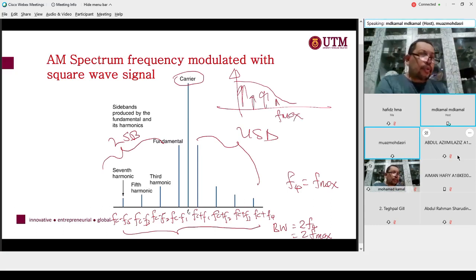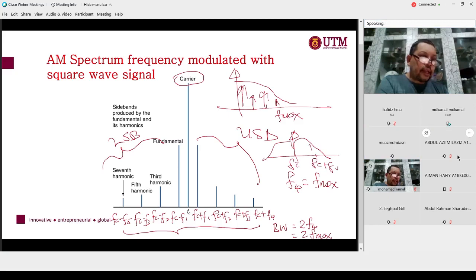Okay, so if you do the modulated signal, you can see that dia akan dapat macam ni. So this is your carrier. So this one will be this one, and this one. So this is your FC plus F max. So actually it is equal to 2F max here. Okay? Alright.